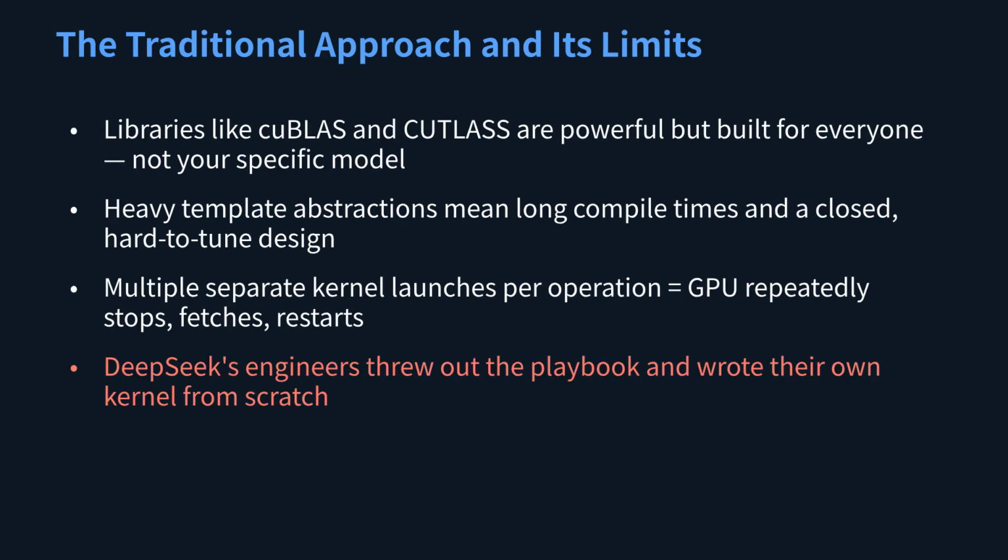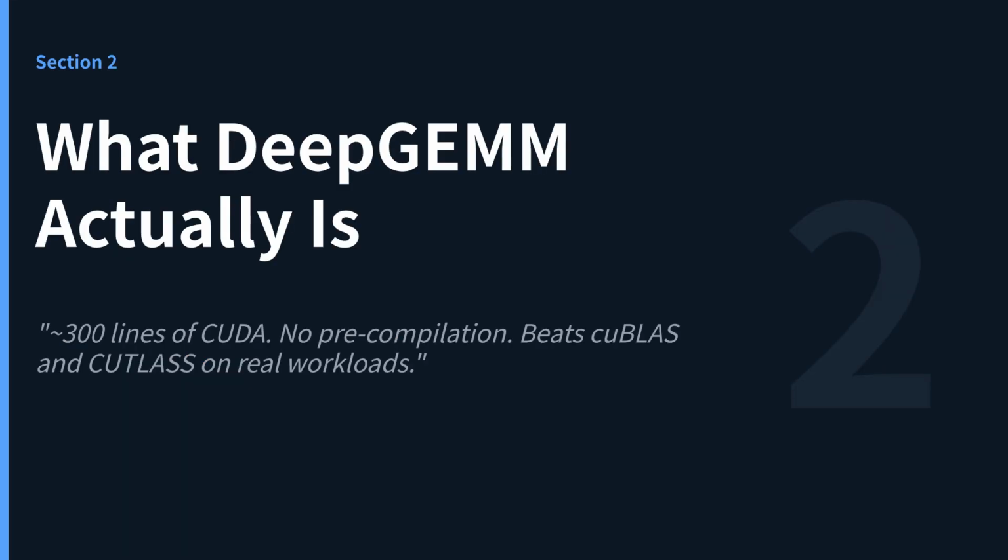The traditional approach to running GEMM on a GPU has been to use pre-built libraries like NVIDIA's cuBLAS or CUTLASS. These are incredibly powerful, but they come with a cost. They're designed to work for every possible use case, which means they're full of abstractions and template code. You can't easily modify them to suit a specific model architecture. And every time your code calls these libraries, you often trigger multiple separate kernel launches, which means the GPU has to stop and start repeatedly, each time fetching data from the slow global memory. DeepSeek's engineers decided to throw that playbook out and write their own kernel from scratch. So what exactly did they build?